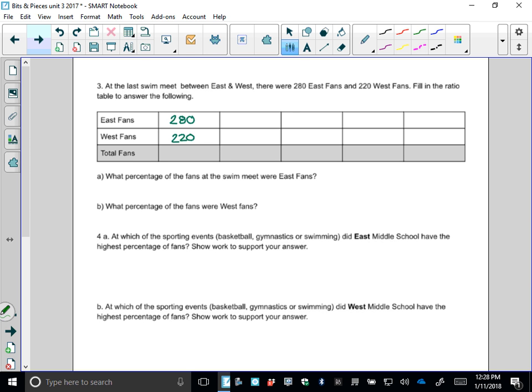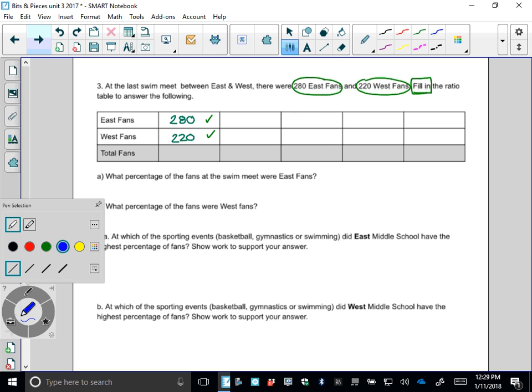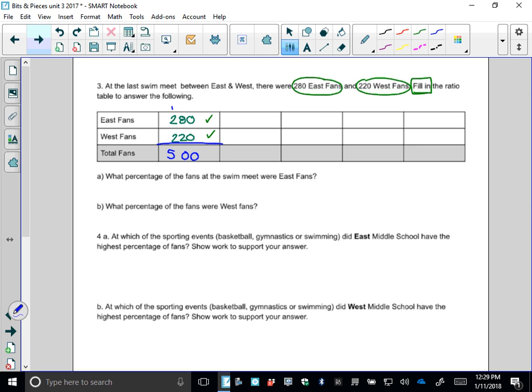At the last swim meet, between East and West fans, there are 280 East fans, so that's right here, and 220 West fans, and that's right there. And we have to fill in the ratio table and answer the following. So I'm going to first say, well, if there's 280 East fans and 220 West fans, when I add that together, I know that there's 500 fans in all.